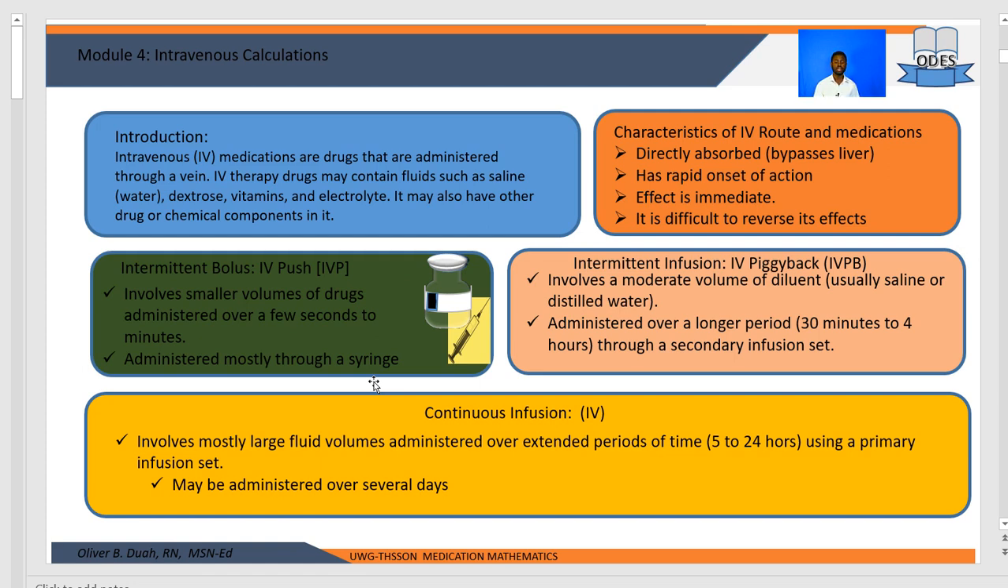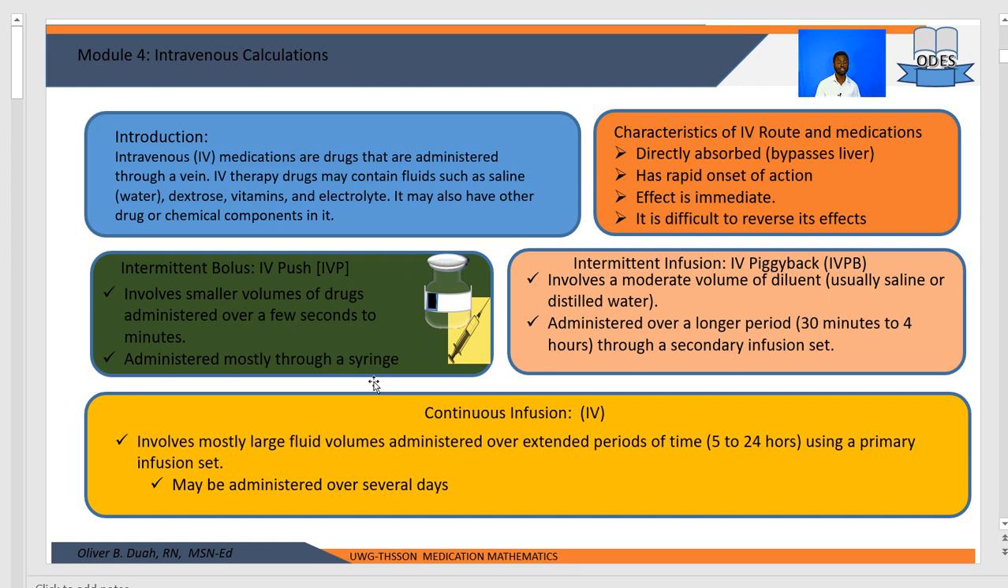There are some characteristics of IV routes and medications that we have to pay attention to. First, they are directly absorbed into the bloodstream and therefore they bypass the liver, which is also known as the first pass effect. They also have a rapid onset of action and therefore take effect immediately. So, with these characteristics, it becomes difficult for us to reverse its effects. And so IV medications are very potent and care should be taken when administering any medication through the vein.